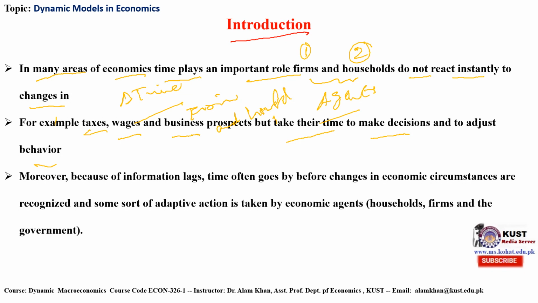Moreover, because of information lags, time often goes by before changes in economic circumstances are recognized and some sort of adaptive action is taken by economic agents, that is household, firm, and the government. So previously we have talked about two economic agents, household and firm. Here the third economic agent is the government.